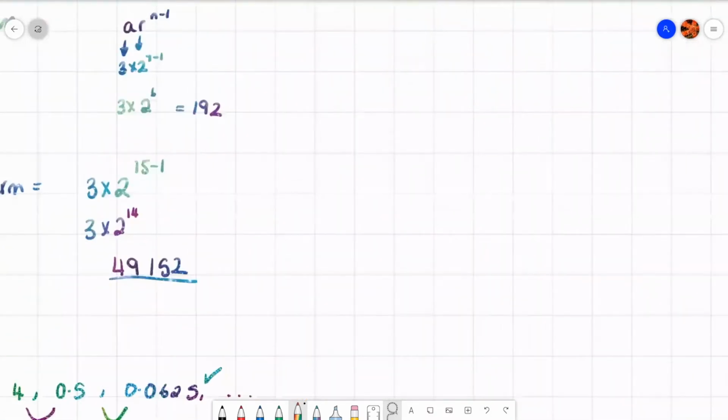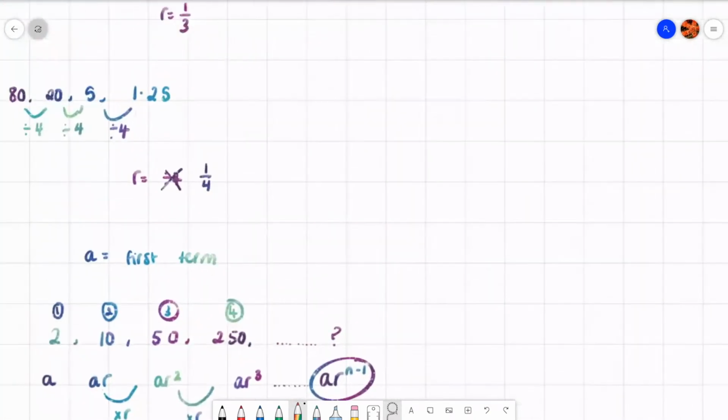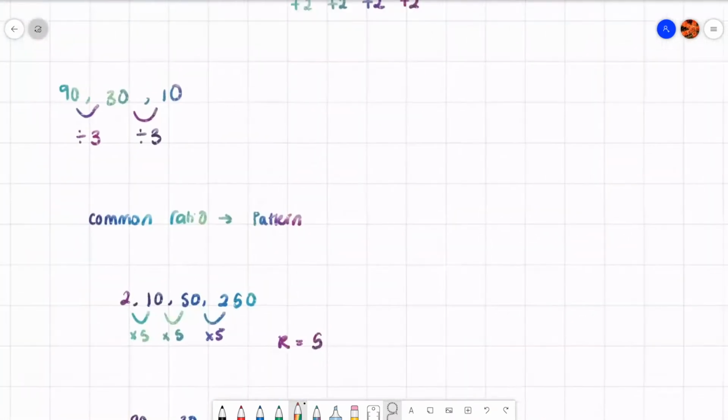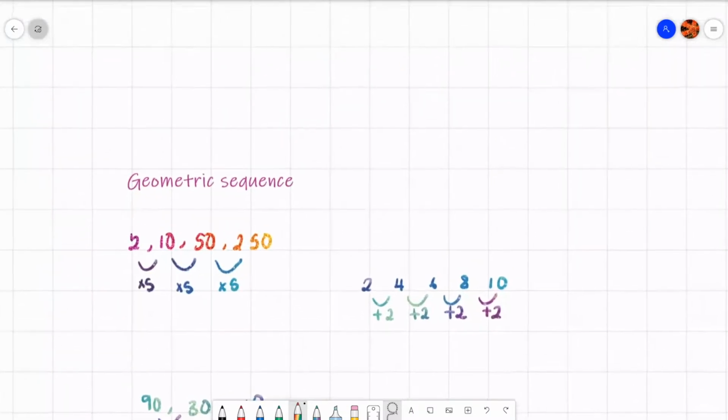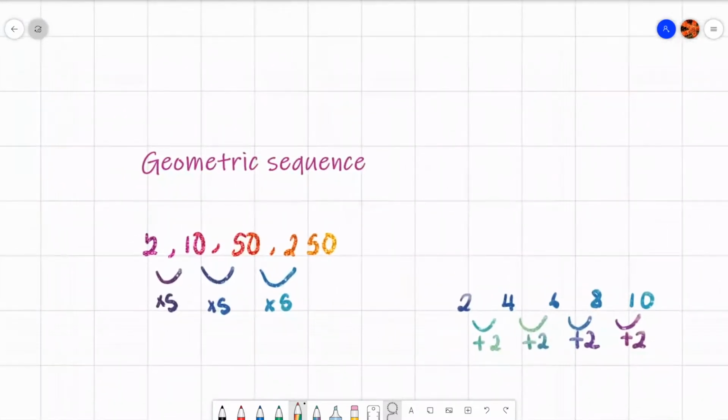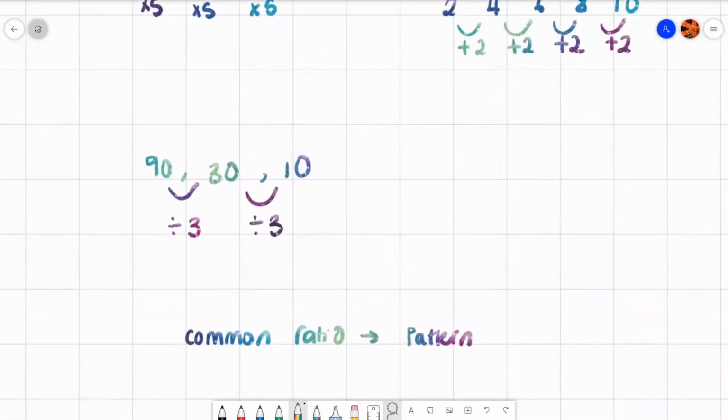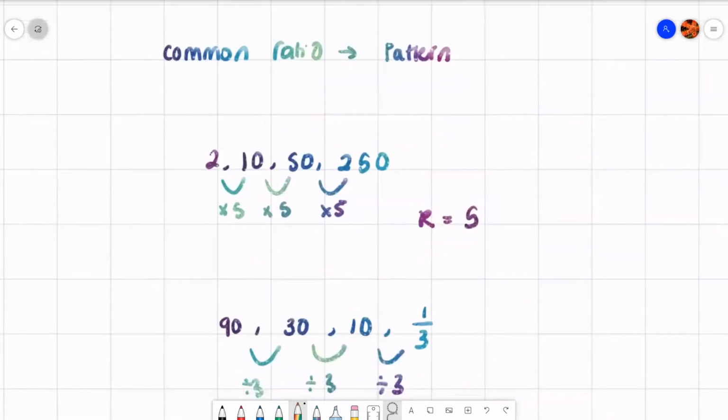So if we have a look right to the top, which is here, let's go to this one here. How did I work out that 2 times 5 is 10? I just do 10 divided by 2, don't I? Or 50 divided by 10, or 250 divided by 50. This one here, I did 30 divided by 90, and you get a third in your calculator, which is the same as divided by 3. And then obviously these are the same.